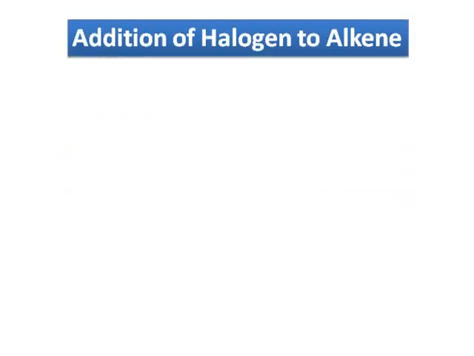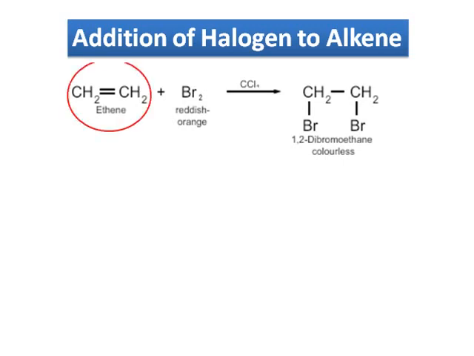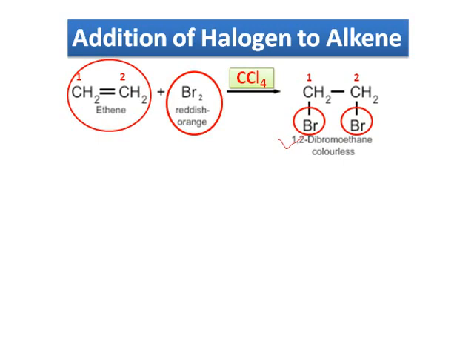Now addition of halogen to alkene. Here I have taken ethene molecule, and this is the bromine molecule. In the presence of carbon tetrachloride, the reaction will take place. This is carbon 1 and this is carbon 2 of the ethene molecule, and the bromine will add to this pi bond, one bromine will go to carbon 1, the other bromine will go to carbon 2, and we will get 1,2-dibromoethane molecule, which is colorless. Now see the mechanism of this reaction.